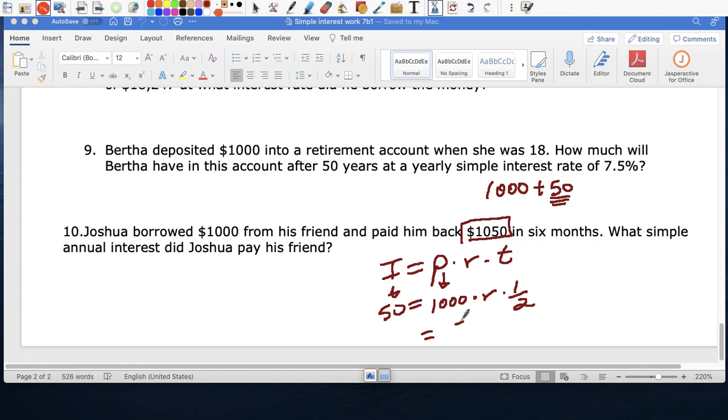1,000 times a half is 500. So 500R equals 50. Divide both sides by 500. And the interest rate that his friend charged him was 0.1. Move the decimal over to the right twice, or multiply by 100, and you get 10%. So this is pretty straightforward, right? Interest rate is pretty straightforward. And that's it.